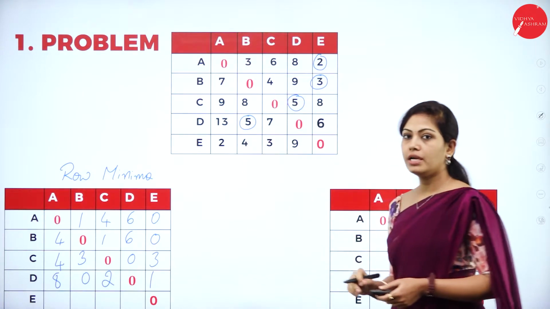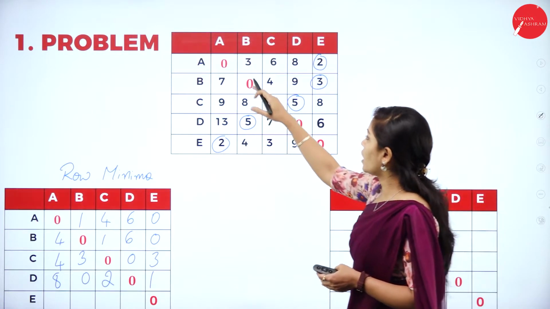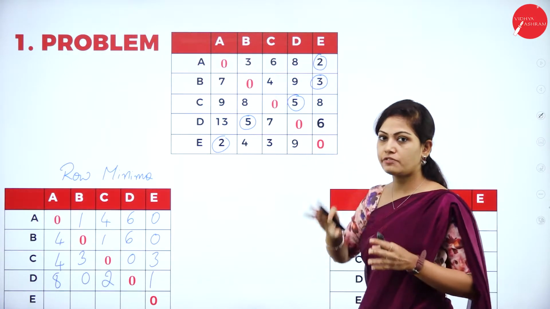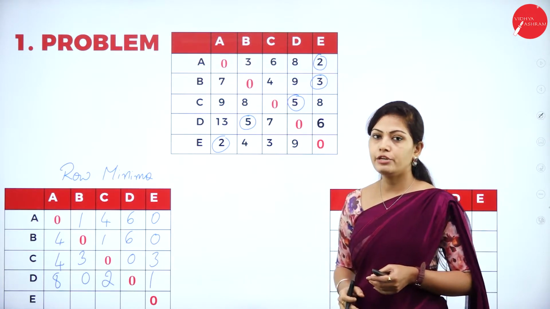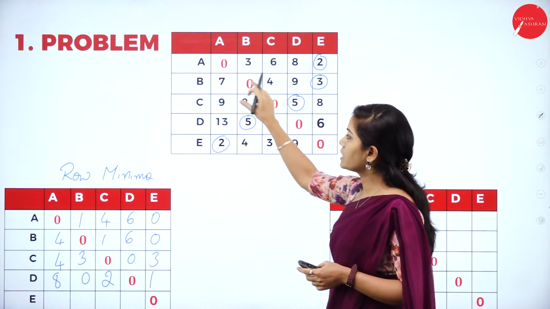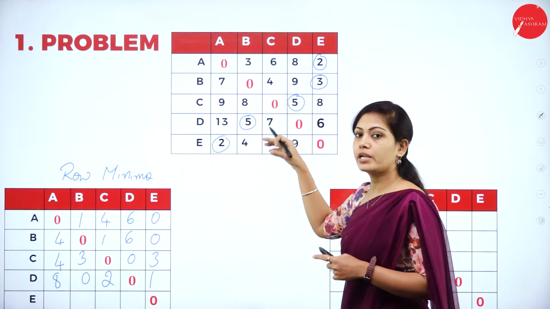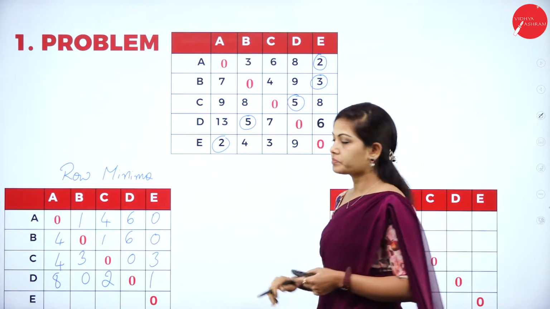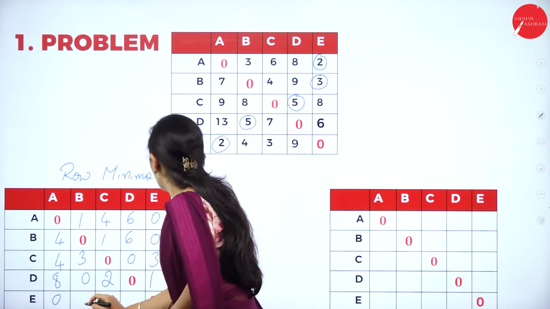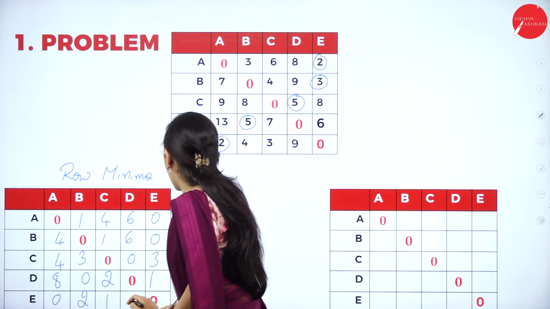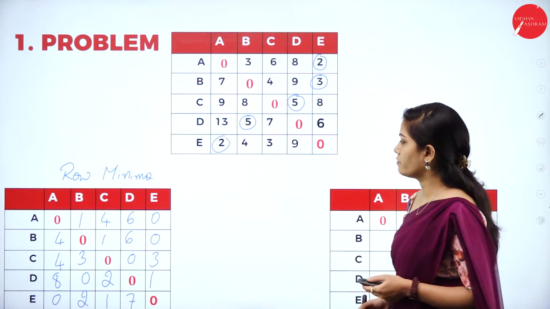In the last row, the least value is 2. Listen carefully, you can't consider this 0 as the least value, because all the diagonal matrix values are always 0 or infinity. So here, no need to consider this 0 as the least value. Other than this diagonal, you can consider the least value. In the last row, the least value is 2: 2 minus 2, 4 minus 2, 3 minus 2 and 9 minus 2. So this is your row minima, that is, the row reduction values.